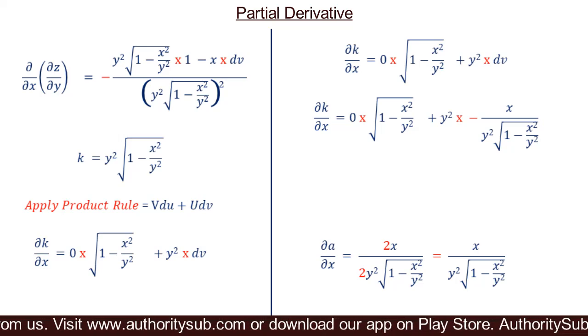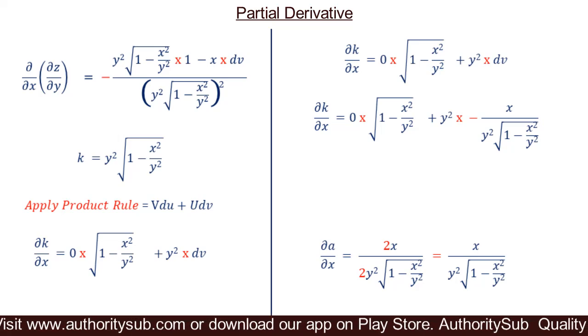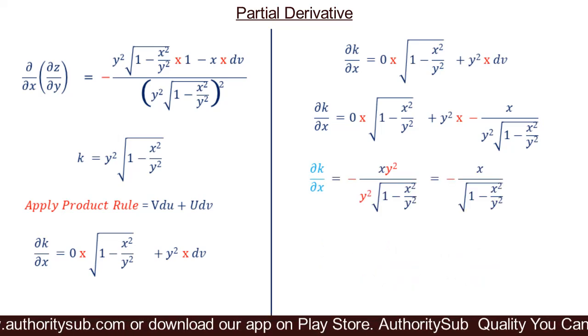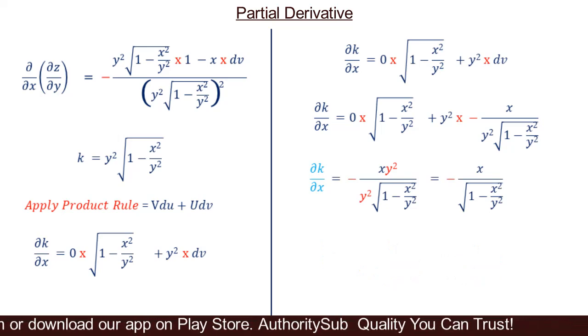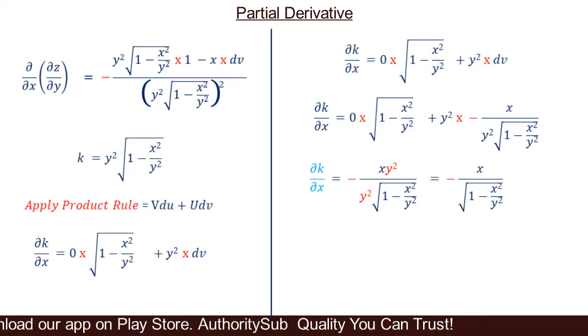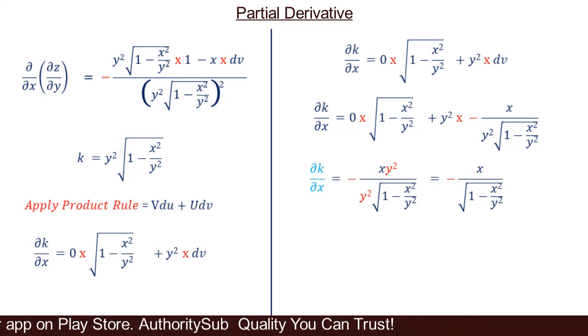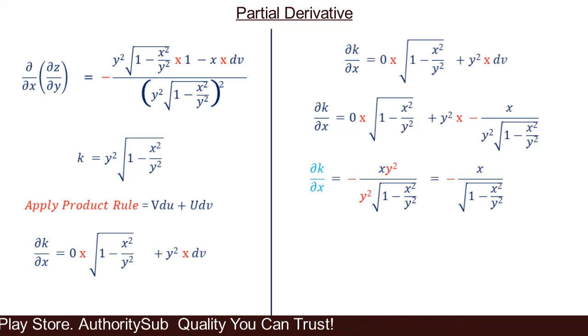So let's simplify. Here we have 0 multiplied by square root of this, which is equal to 0. Then on the other side we have y squared multiplied by minus x all over y squared square root of 1 minus x squared all over y squared. When you multiply this, you are going to have that the partial k all over partial x is equal to minus x y squared all over y squared square root of 1 minus x squared all over y squared, right? Yes.